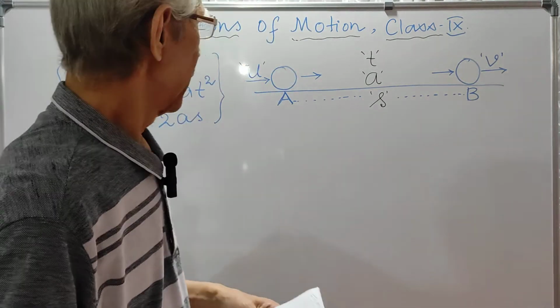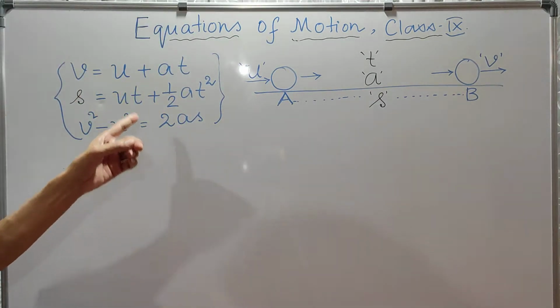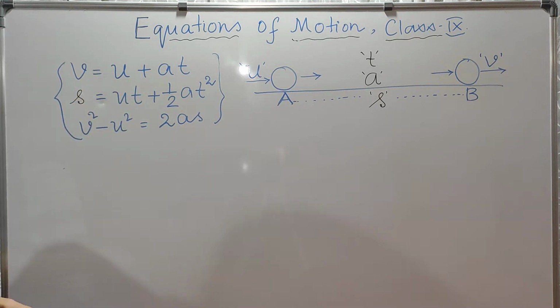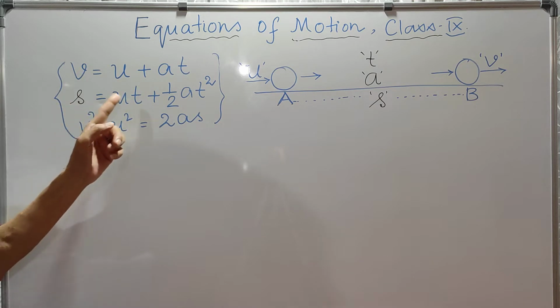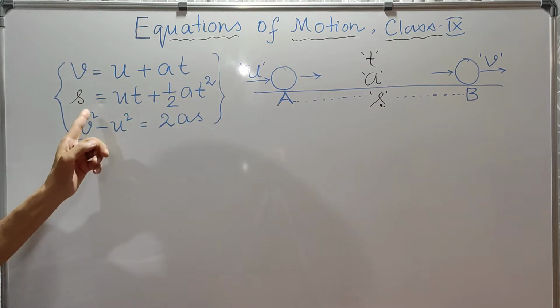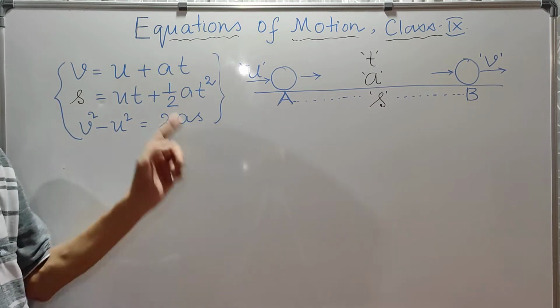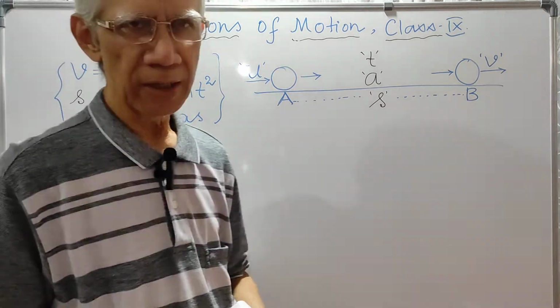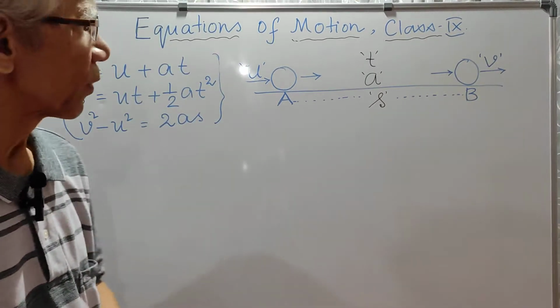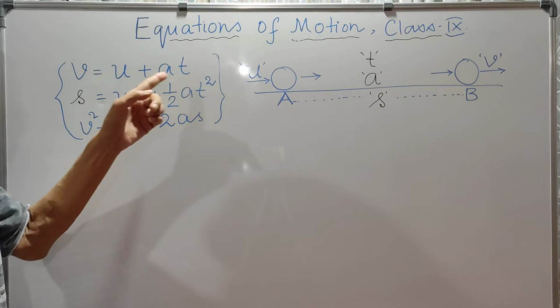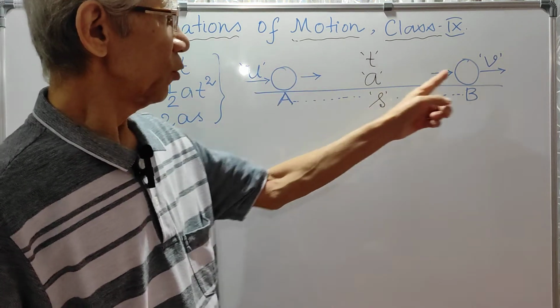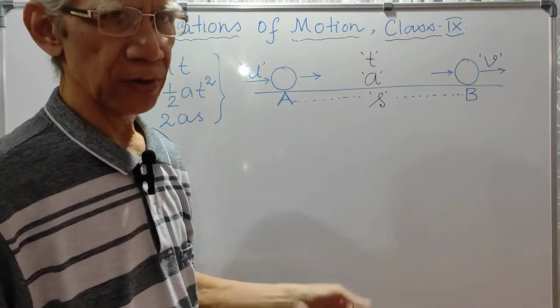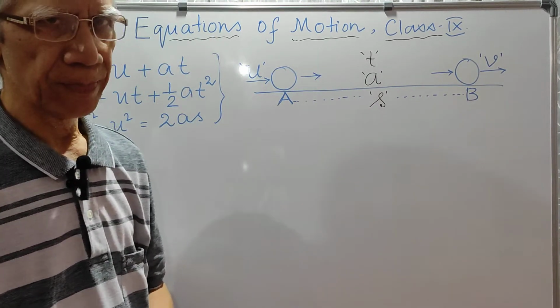Now, these three are equations of motion. One is v equal to u plus at, s equal to ut plus half at square, v square minus u square equal to twice a s. All these are given in your class 9 textbook. Now, what is the meaning of these 5 variables? What are the 5 variables? u, v, t, a, s. So let me explain with this diagram.